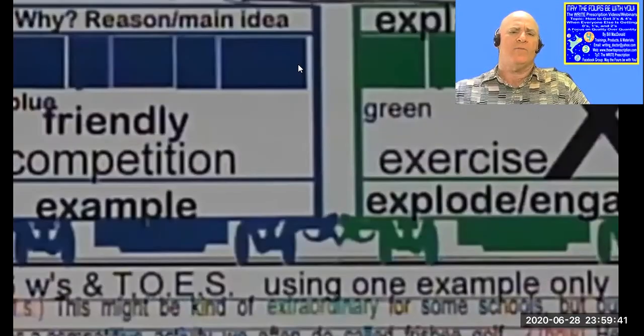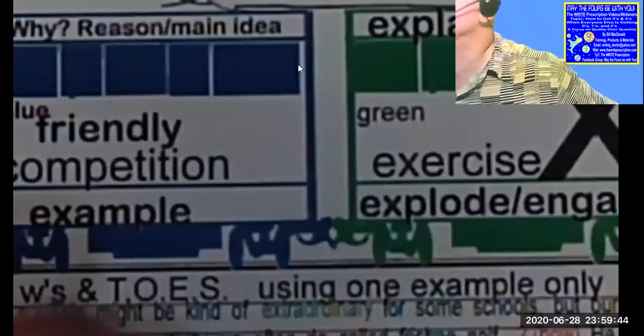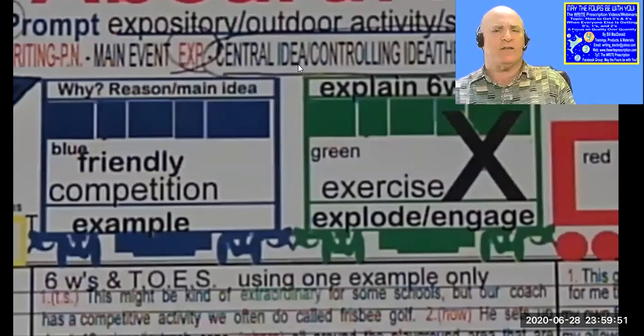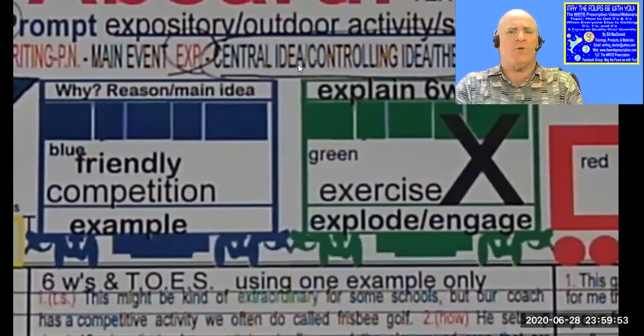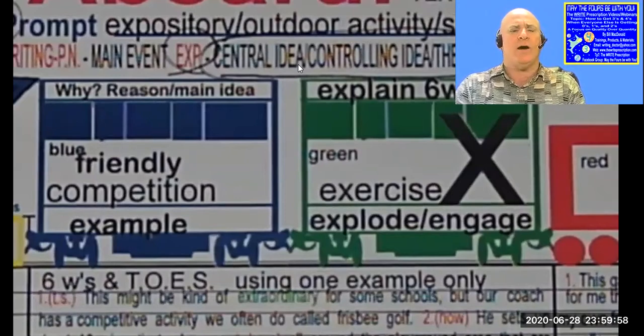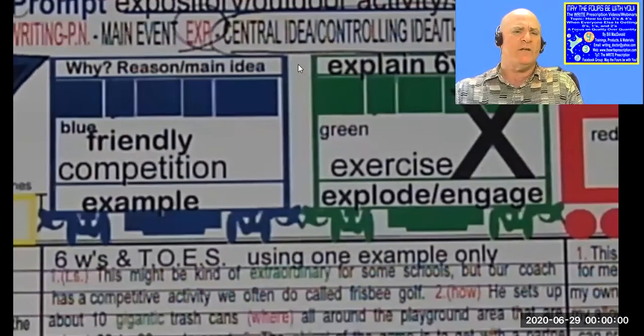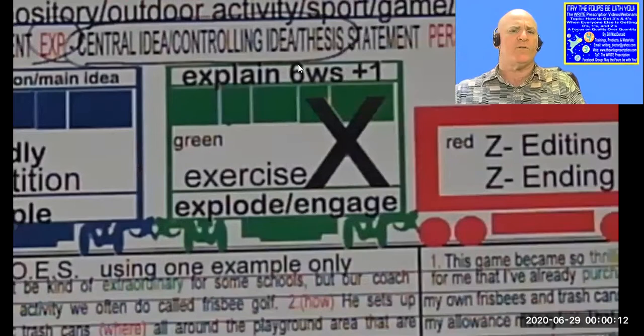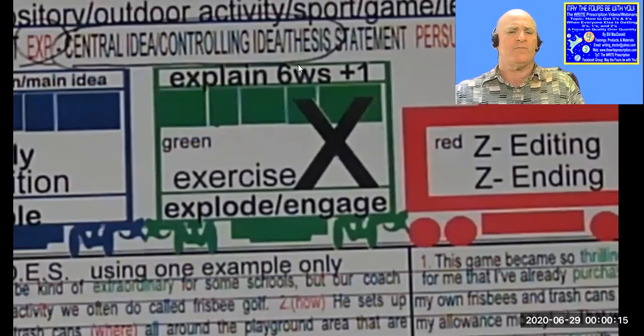Now, the body is where most students blow it. They might have lots of reasons. They might have lots of examples, but I've said many times we're not doing ex-reasonatory, we're not doing exampletory, we're doing expository. So once you give me a reason that it's got friendly competition and the example, what do you mean by friendly competition? Give me an example that you can explain. Well, we want to make sure we turn that to a 3 and a 4 by explaining and exploding.